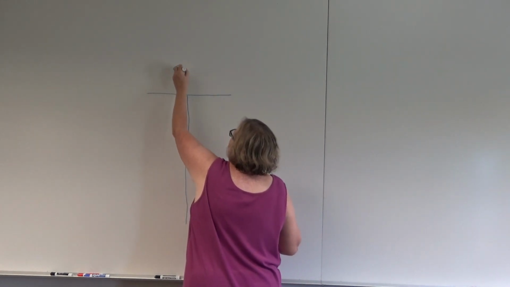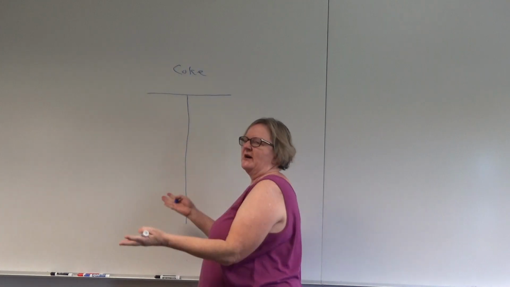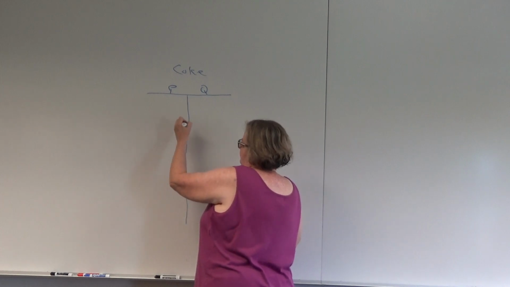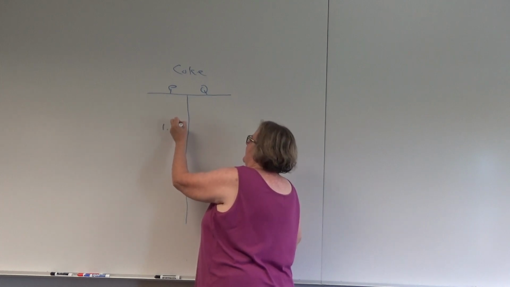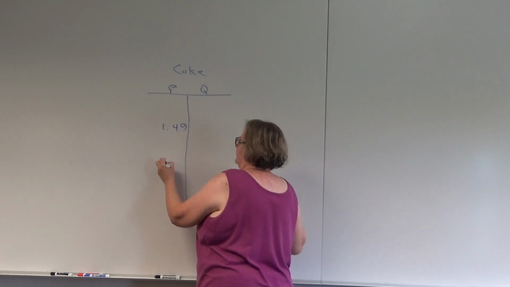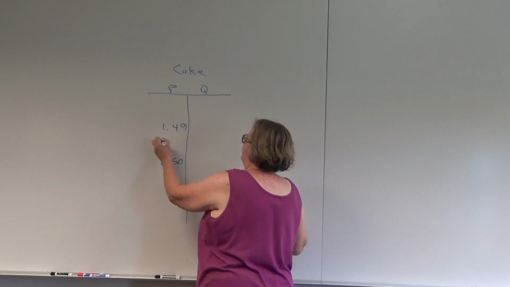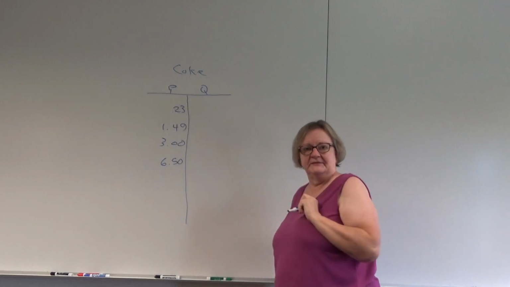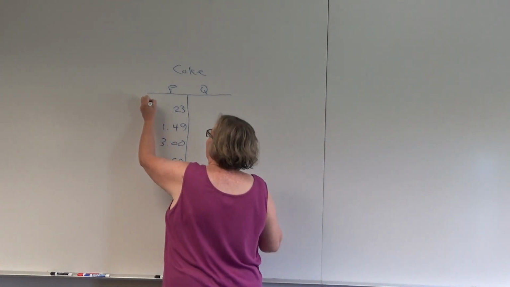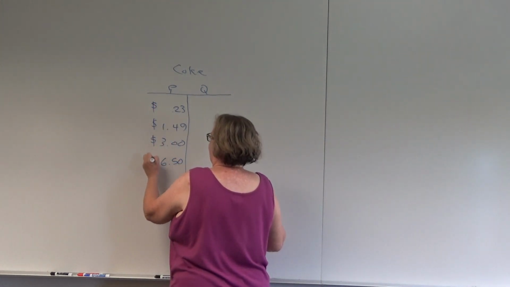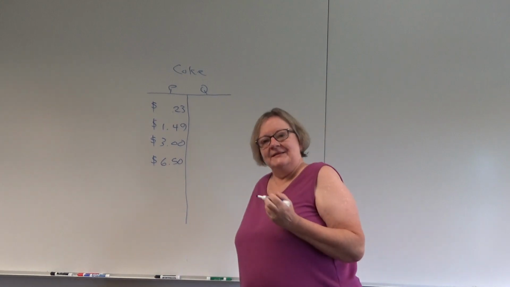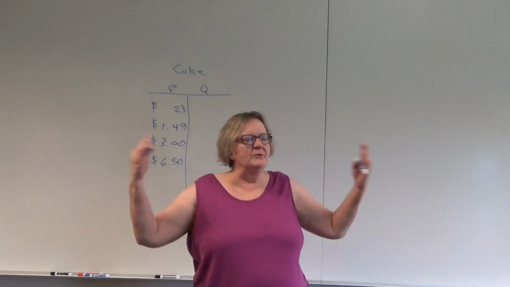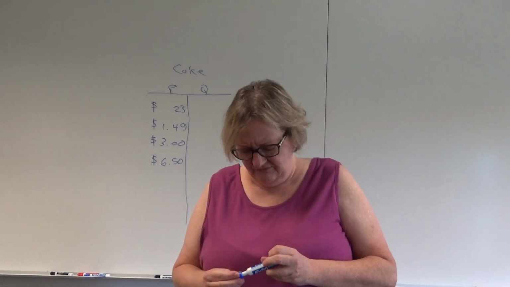So we've got Coca-Cola 2-liter bottles, and I'm just going to put some prices and some quantities up here. $1.49, $6.50, $3 even, 23 cents. Okay, so these are all dollars. And if we say that $1.49 is close to a good price, a normal price, I really don't know.